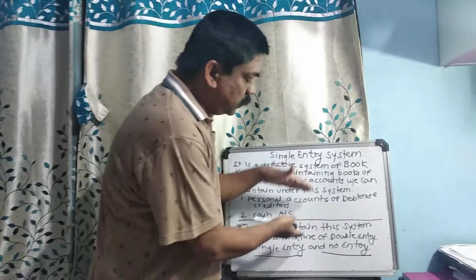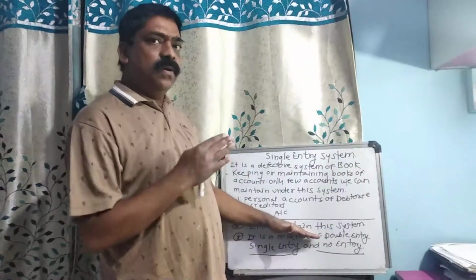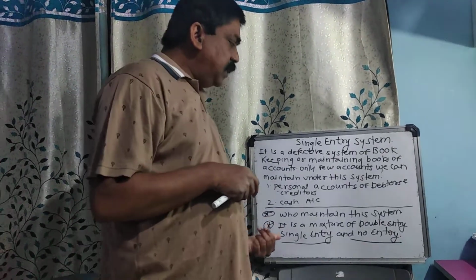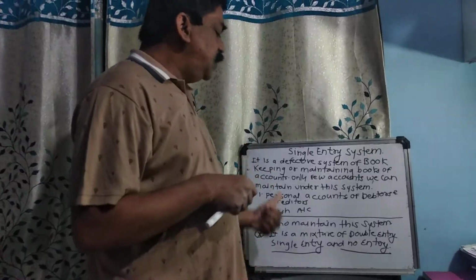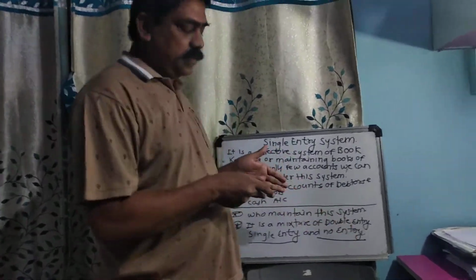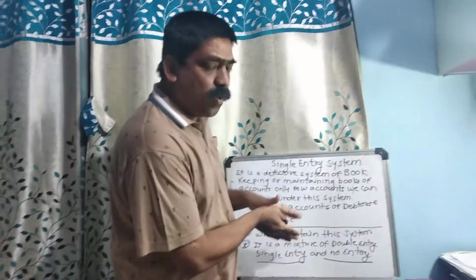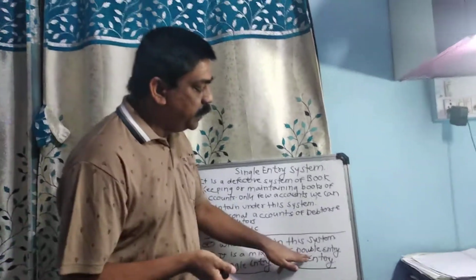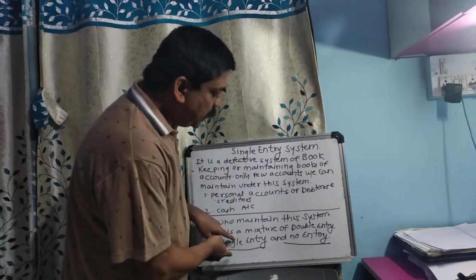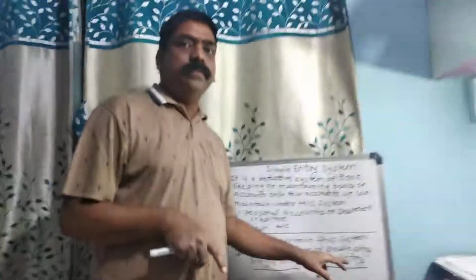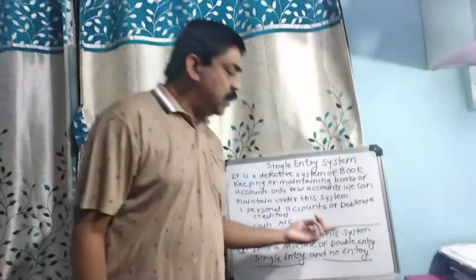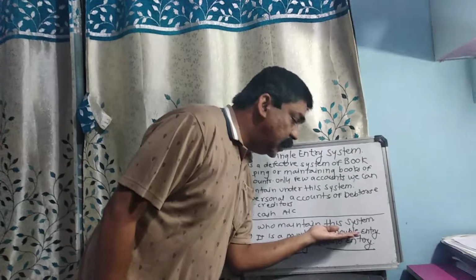So this is the first part of single entry. Now in the second part of single entry, we have to discuss that single entry is a mixture of double entry, single entry, and no entry. Means what? Very simple. For some transactions there will be two effects. For some transactions there will be one effect, and for some transactions there will be no effect under the single entry system.